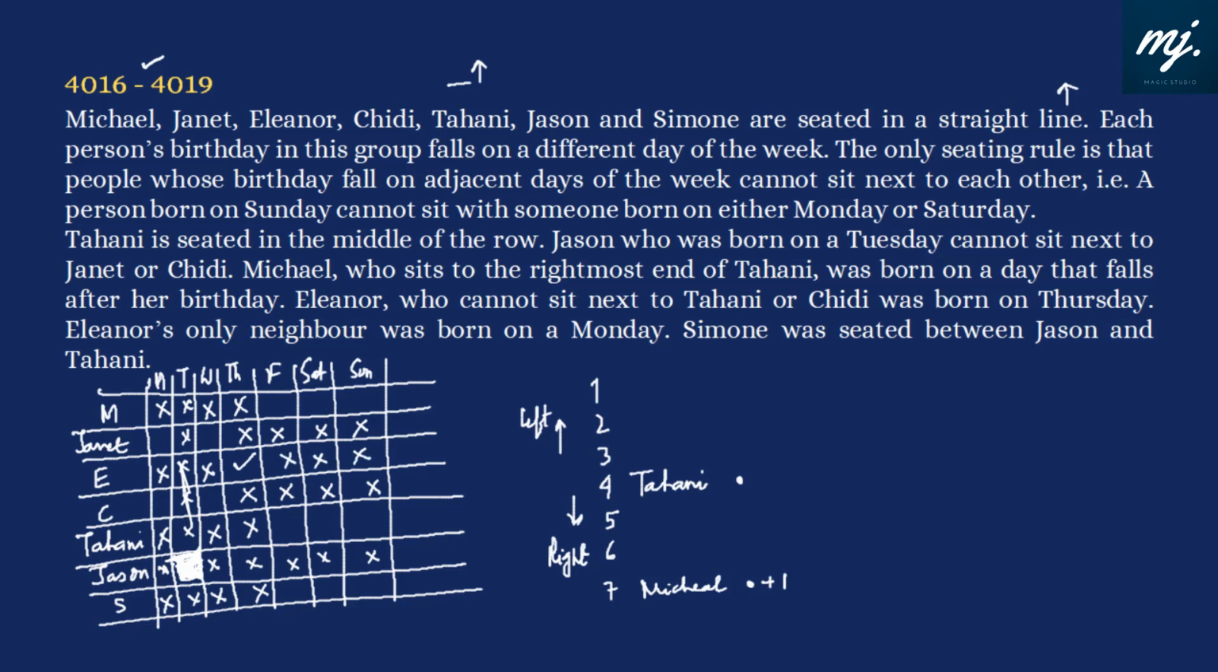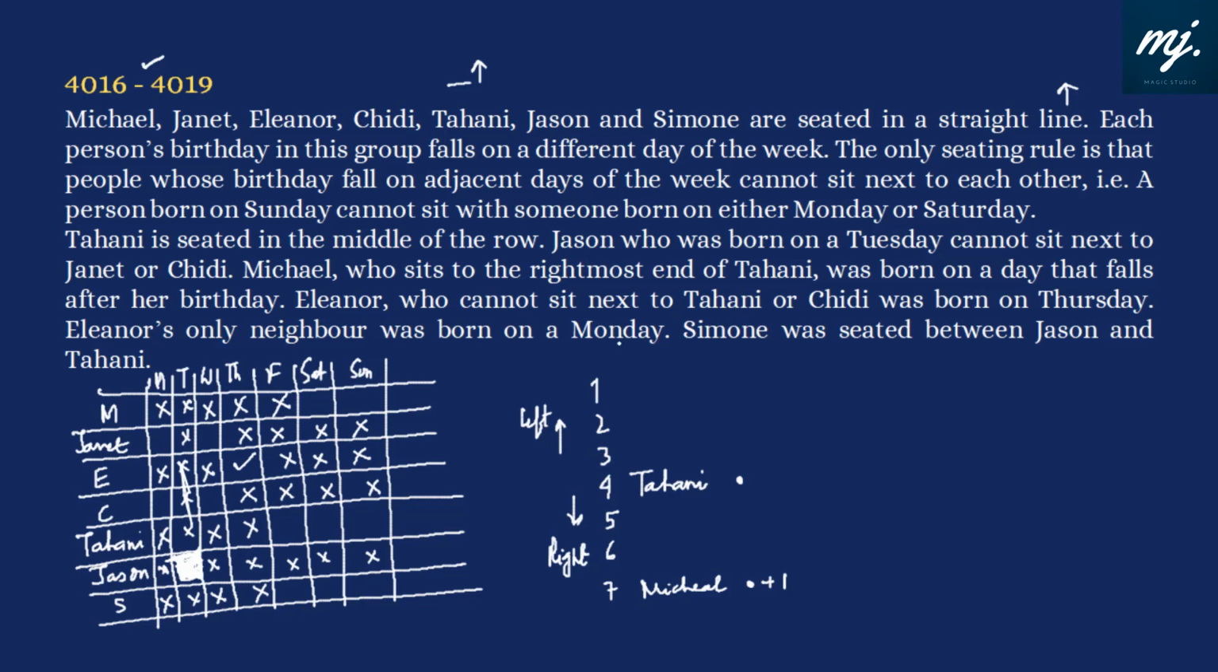That means Tahani is not born on Thursday, and Michael is not born on Friday. So Tahani can be either Friday or Saturday, and then accordingly Michael can be on Saturday or Sunday. Now again, one more thing.